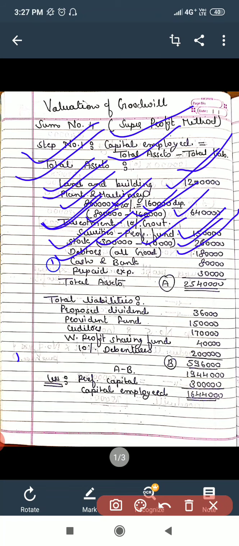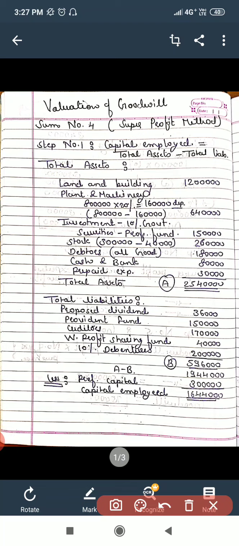The next asset we have is cash and bank rupees 80,000. Then prepaid expenses rupees 30,000, and last you have the preliminary expenses, because it is the fictitious asset, it will not form the part of total assets over here. Now if you can take the total of all the assets over here, you will get total assets 25,40,000, to which we name A.